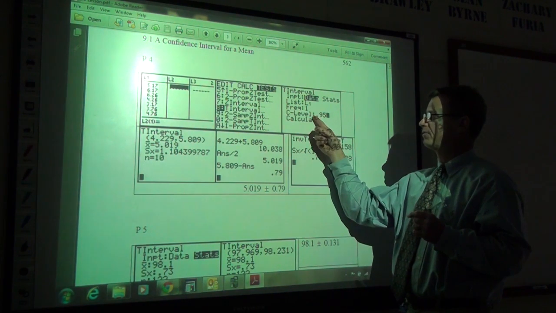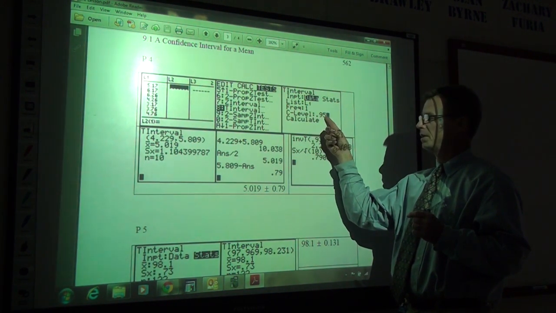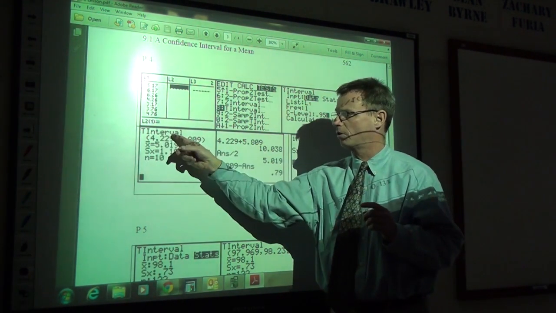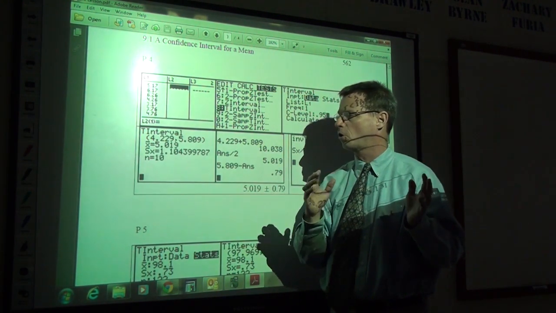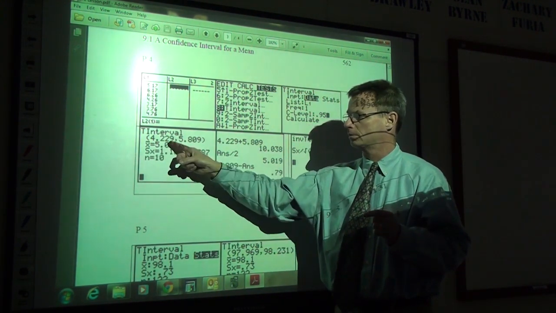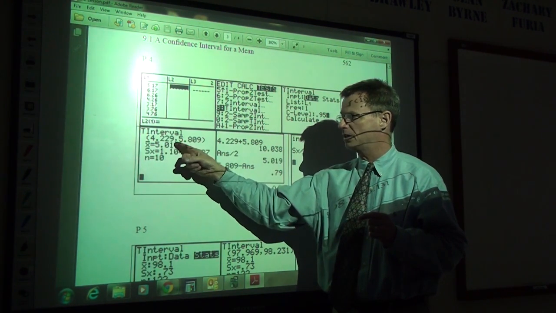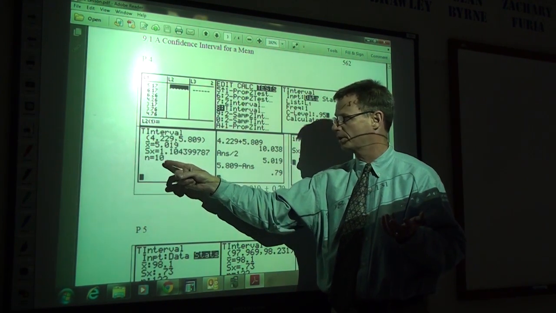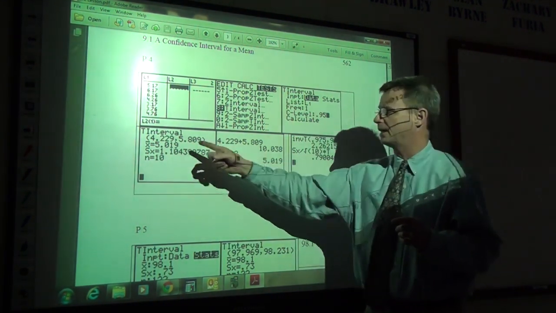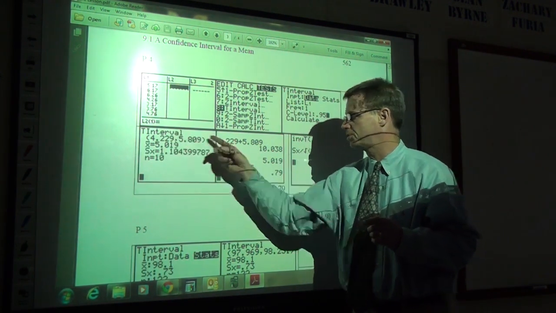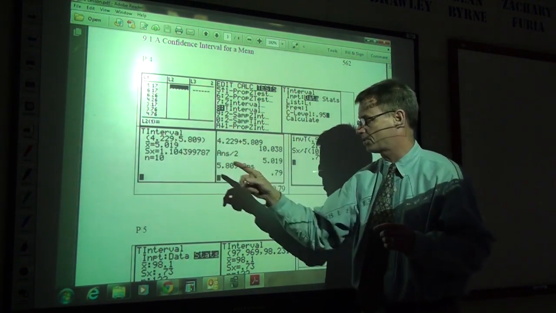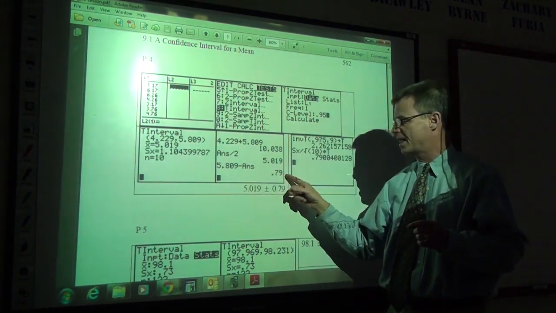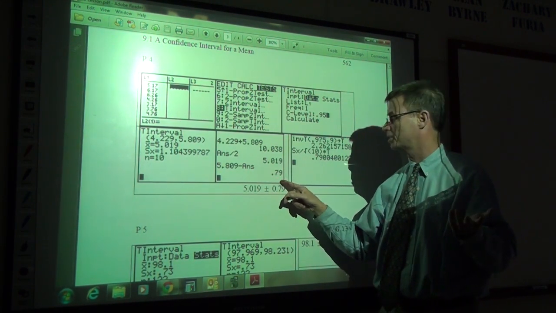Our confidence level, we have to identify it, is 0.95. And the calculator will generate the t interval. So the t is telling us that it's an interval regarding means. There's the interval. The mean is halfway between the two of them. There's your spread. There's the number of data points. So if I take the average, the sum of these two divided by 2, that's the center. If I subtract the center from the right-hand endpoint, that gives me the width of the confidence interval.